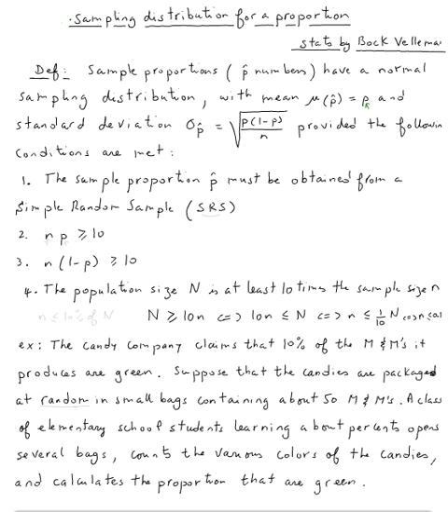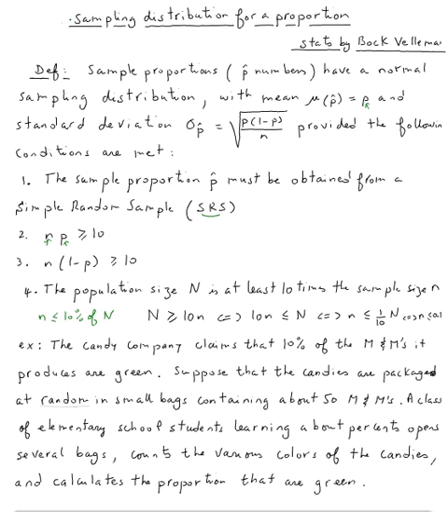All right, but that has to be provided the following conditions are met. One, the sample proportion p hat must be obtained from a simple random sample. We call that SRS. Two, we want np to be bigger or equal than 10, which means the size of our sample times the proportion of the population, bigger or equal than 10. Three, n times 1 minus p, bigger or equal than 10. And four, all it says is you want the size of the sample to be less or equal than 10% of the size of the population.